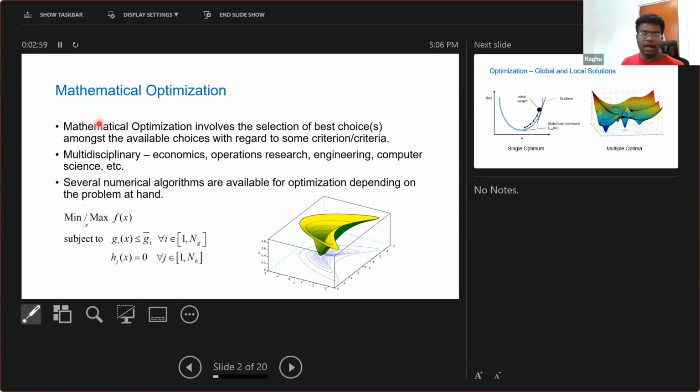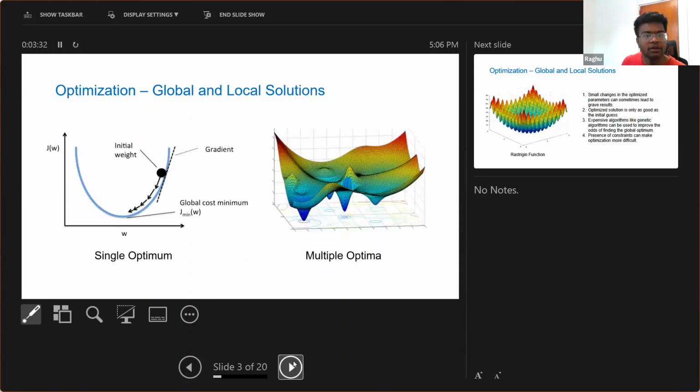So this mathematical optimization, though it's a mathematical field, is used in all disciplines, especially in all disciplines in engineering. It's also used in economics and computer science. Here we would be talking mostly about structural optimization and machine learning, right? Any doubt with this explanation?